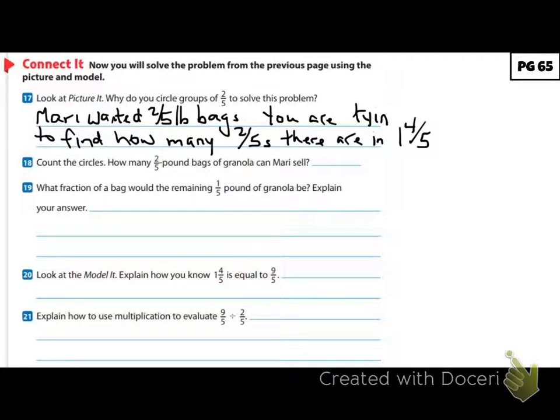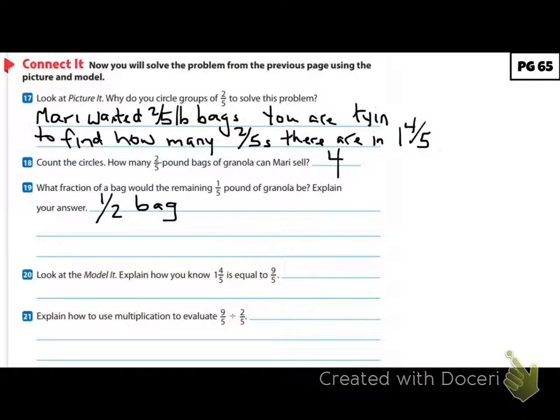18. Count the circles. How many 2/5 pound bags of granola can Mari sell? Well, how many times did he circle? He circled 4. What fraction of a bag would the remaining 1/5 pound of granola be? So at the very end of that you have a remainder of 1. What does that represent? Well, it represents a half of a bag. That 1/5 is half of a bag.